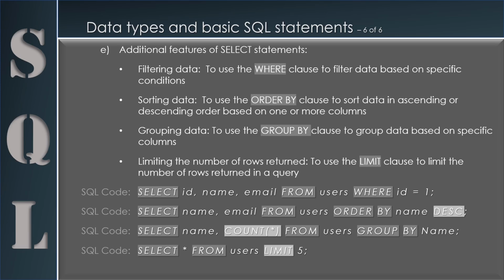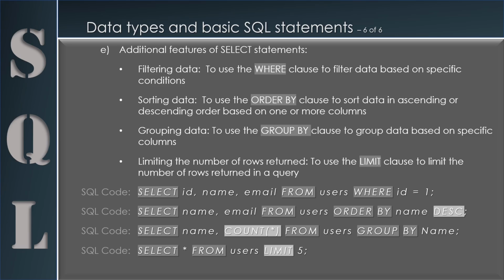In the first code, select ID, name, email from users where ID is equal to 1. So now only the result of ID 1 is going to be displayed. In the second SQL code, select name, email from users order by name descending. Descending is used to show the results accordingly. You can choose ascending or descending accordingly.